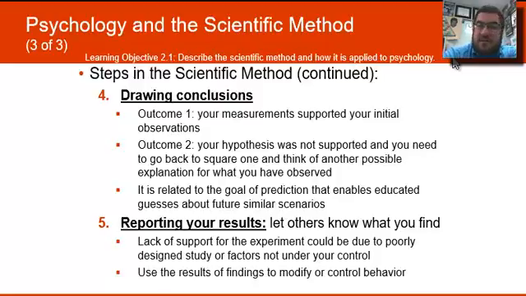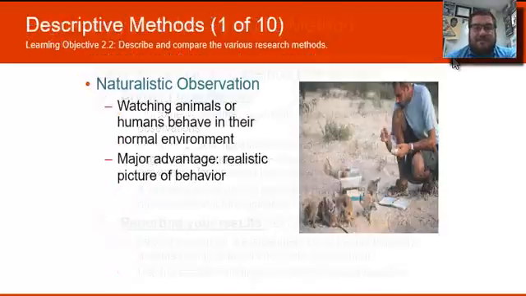Outcome 2, your hypothesis is not validated and you need to go back to square one and think of another possible explanation. And lastly, whether or not you're right or wrong, you need to report your results, because publishing your results helps others know what you find so that they can learn from your experiment, maybe do an experiment of their own.